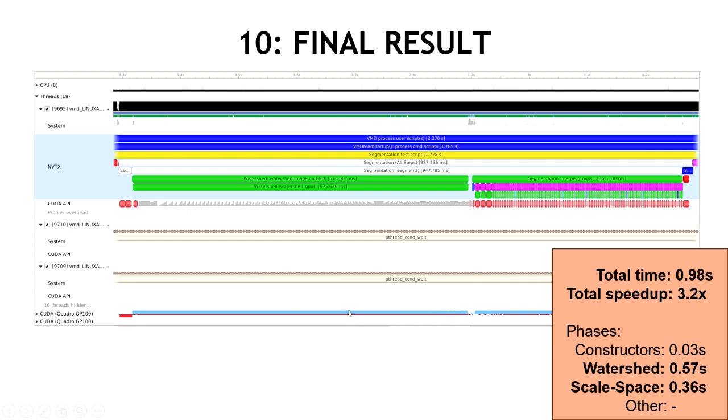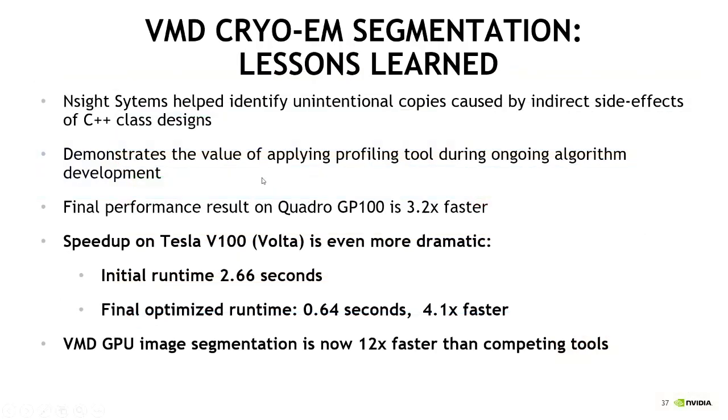The GPU is being utilized at about 97% utilization through both of these algorithm phases. And our total speed up, this is on the Pascal Quadro GP100, is about 3.2. So that's very exciting. What's even better is that the speed up that we got on the Quadro with the Pascal generation, we get an even bigger speed up for Volta.